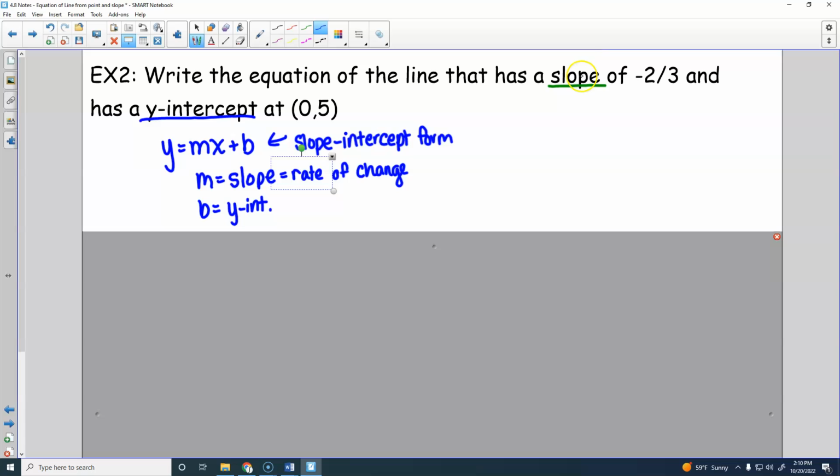So if they give you slope and y-intercept, you just write the equation of the line, right? You don't have to do any work for this. It would just be y equals negative 2/3 x plus, what number do I use right there out of the (0, 5)? The 5, the y coordinate, right? The x has to be 0 for that to be the y-intercept. So you have to use the number that's not 0. Okay? We good here?